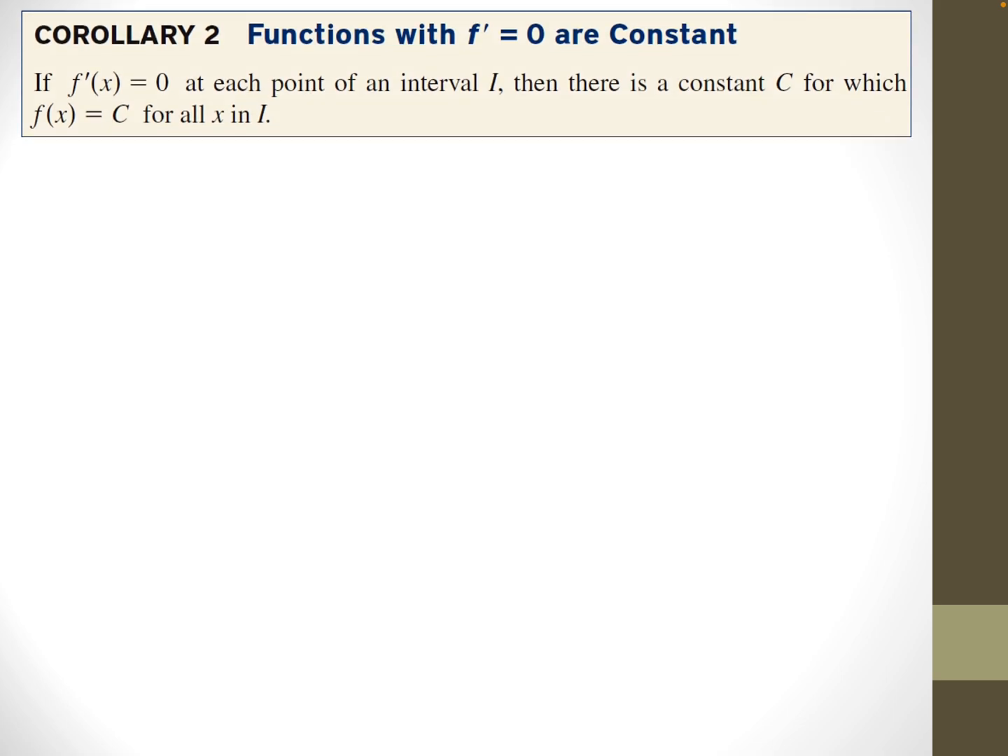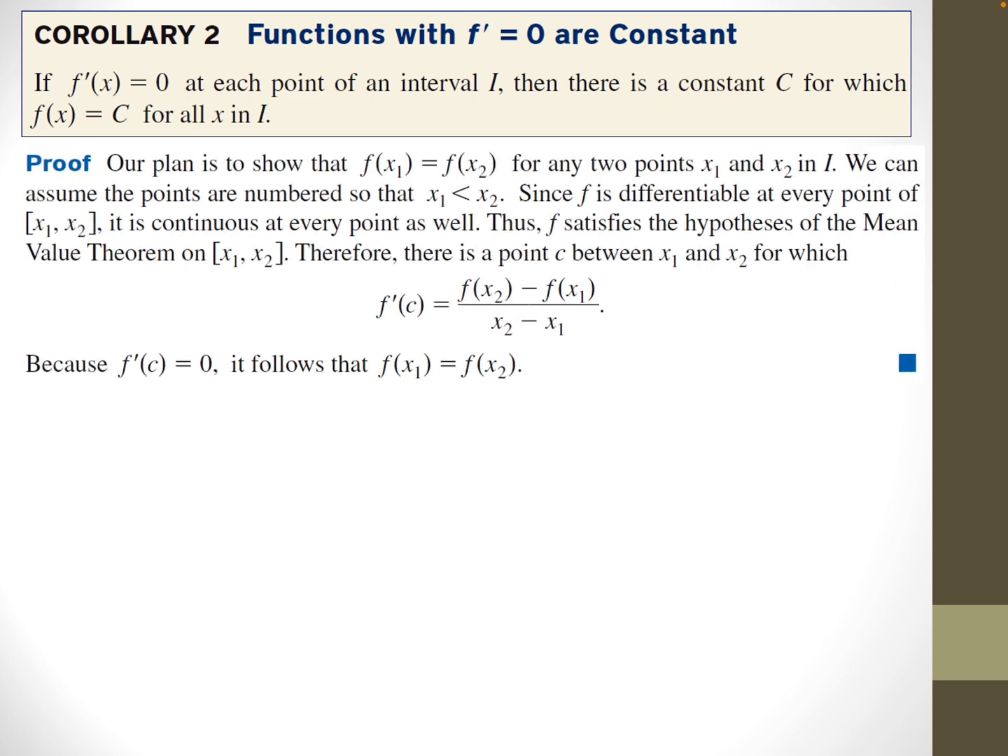Corollary number 2. Another fact that we have sort of used before, but never really proved, and the mean value theorem nicely proves it. Functions with f prime equal to 0 are constant. If f prime at x equals 0 at each point on an interval, then there is some constant c where f at x equals c for all the x values in that interval.